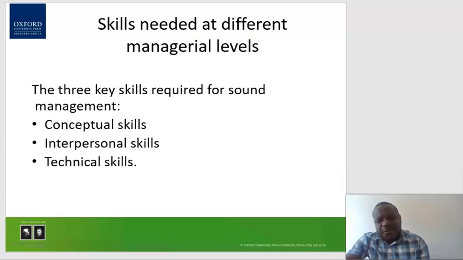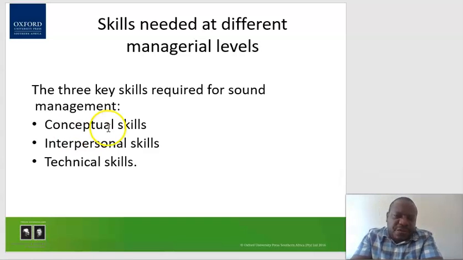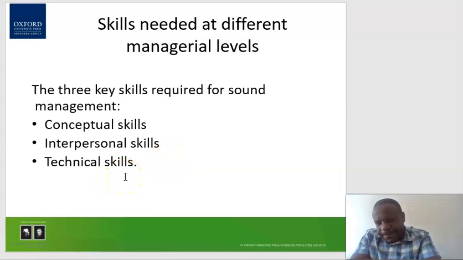Then interpersonal skills, these are skills that have to do with relating with other people. Then we also have technical skills, which are skills that have to do with the application of knowledge and skills that one has. So by merely looking at these, you would realize that conceptual skills are very critical for top-level managers. They may not need to have technical skills, but they need to have that mental capability to see the organization as a holistic unit.